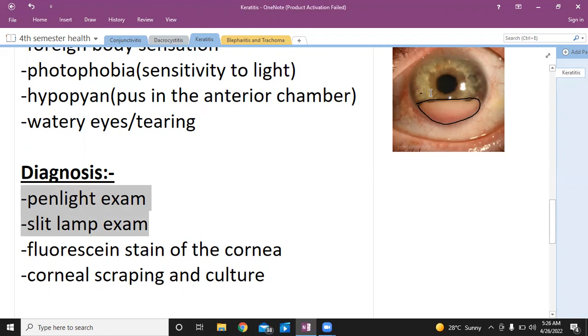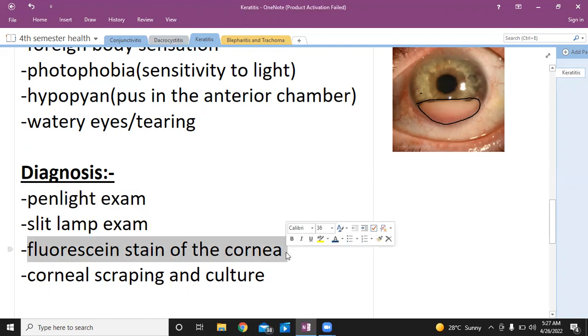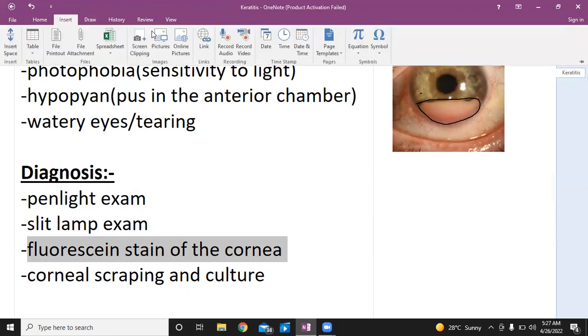But what is the cause of this keratitis? You cannot know it by clinical examination. You have to take help from the lab. So what should you do? You should do the fluorescein stain test of the cornea. How is this fluorescein test done? Let me show you a diagram. Fluorescein test.